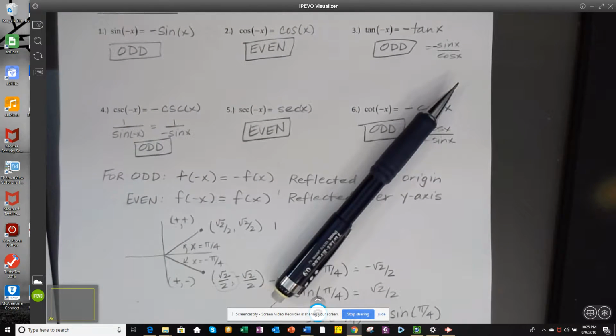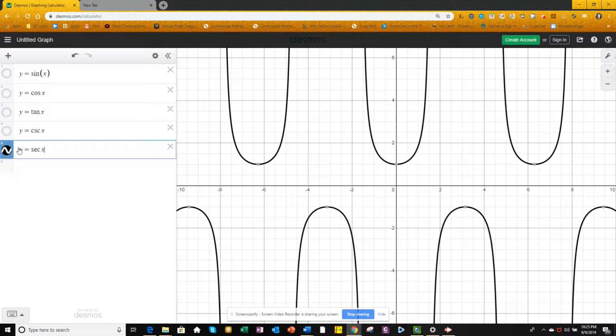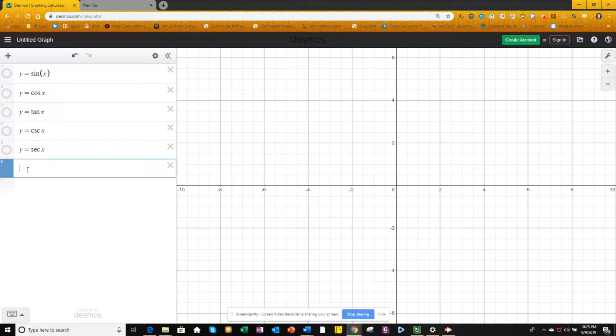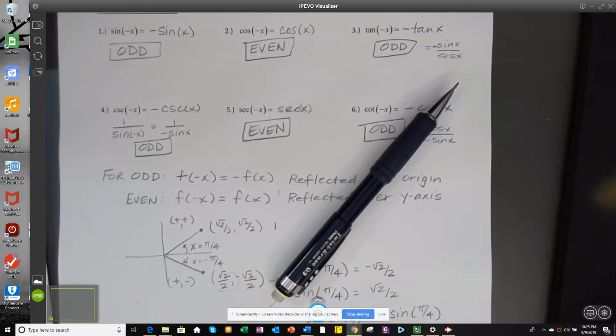Okay, and if we were to look at the graph of, let's look at secant to be consistent. You'll see that secant is reflected over the y-axis here very nicely. And then lastly, I didn't graph cotangent. So this is y equals cotangent of x. And this is negative down here, positive up here. Do you see how it's reflected over the origin? This one's a little harder to see sometimes, but anyway, they are indeed reflected over the origin here. All right, so cotangent's also odd.